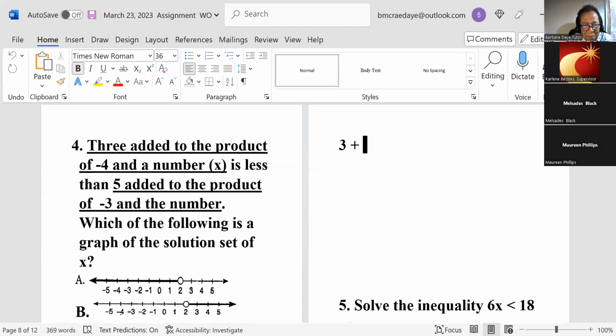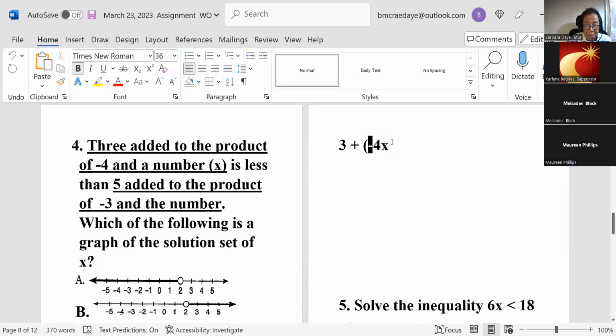I will put minus 4x. That's it. Side by side, just like that? Yes. So it says plus a product of -4x. Now, if you want to put it in parentheses, you could do that, but you don't have to.